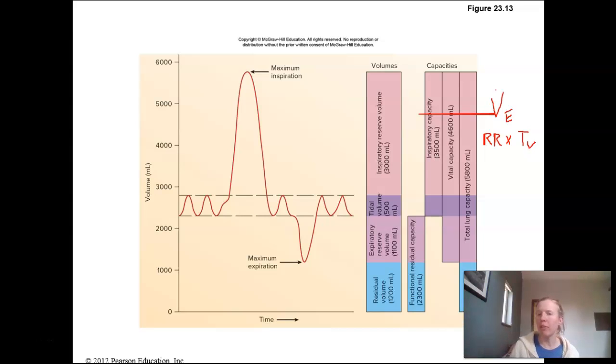But it's basically respiratory rate times tidal volume, T sub V. Okay, and so if tidal volume is 500 mils and if a normal respiratory rate is 12, how much air are you moving per minute? If the respiratory rate is 12 and the tidal volume is 500 mils, that should get you to 6 liters, right? And so that would be a very normal respiratory minute volume, 6 liters per minute.